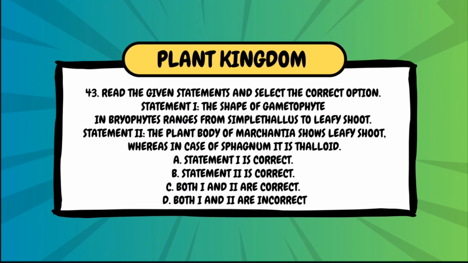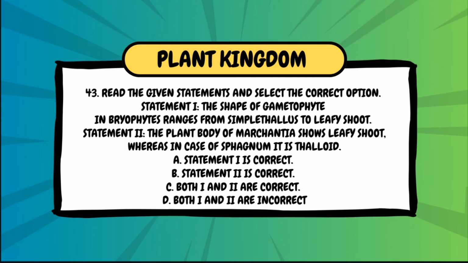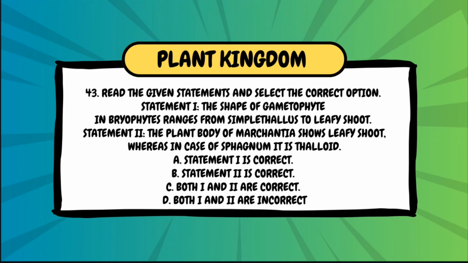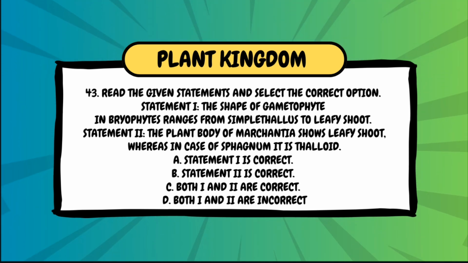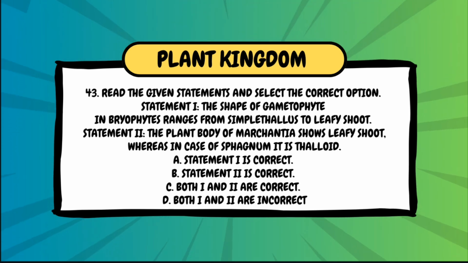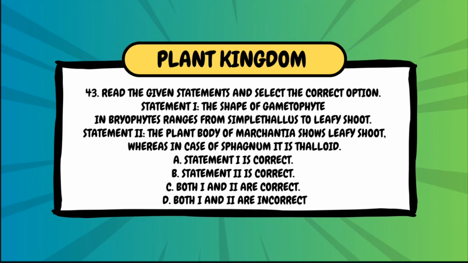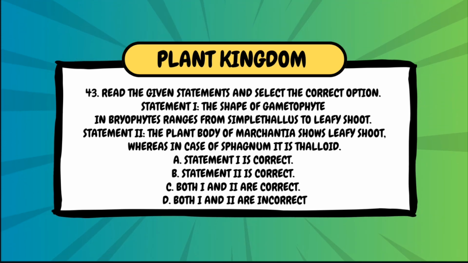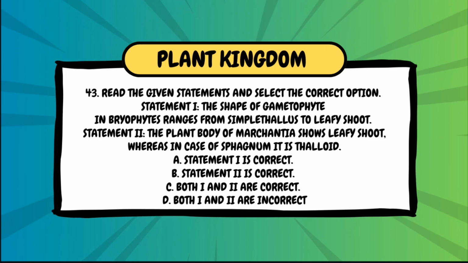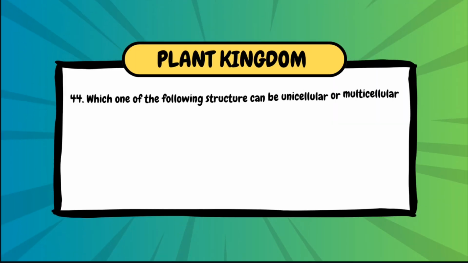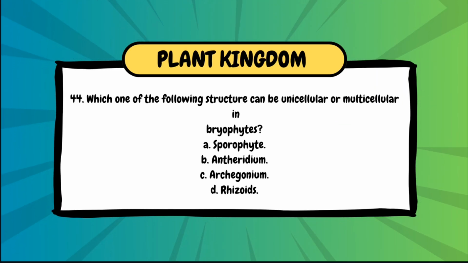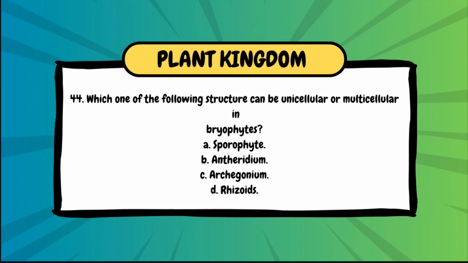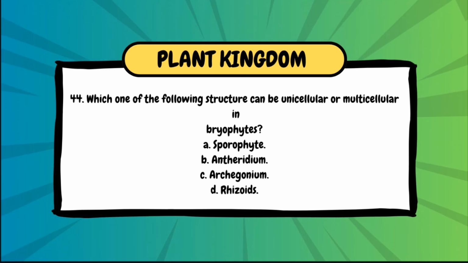43. Read the given statements and select the correct option. Statement 1: The shape of gametophyte in bryophytes ranges from protonema to leafy shoot. Statement 2: The plant body of Marchantia shows leafy shoot, whereas in case of Sphagnum it is thalloid. A. Statement 1 is correct. B. Statement 2 is correct. C. Both 1 and 2 are correct. D. Both 1 and 2 are incorrect. 44. Which one of the following structures can be unicellular or multicellular in bryophytes? A. Sporophyte. B. Antheridium. C. Archegonium. D. Rhizoids.